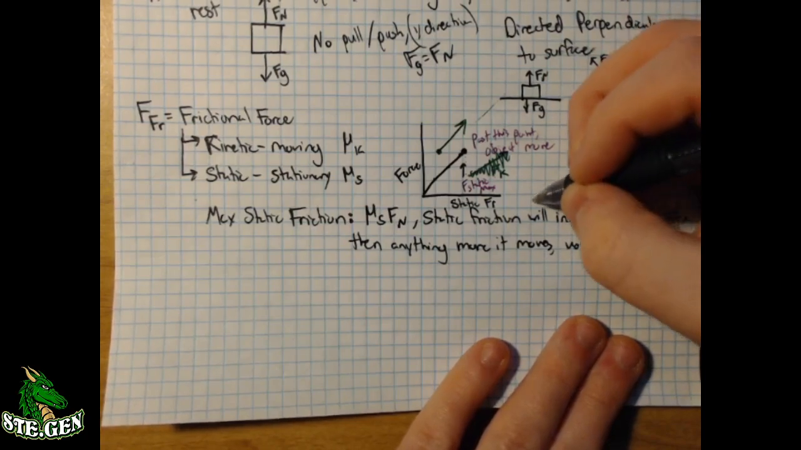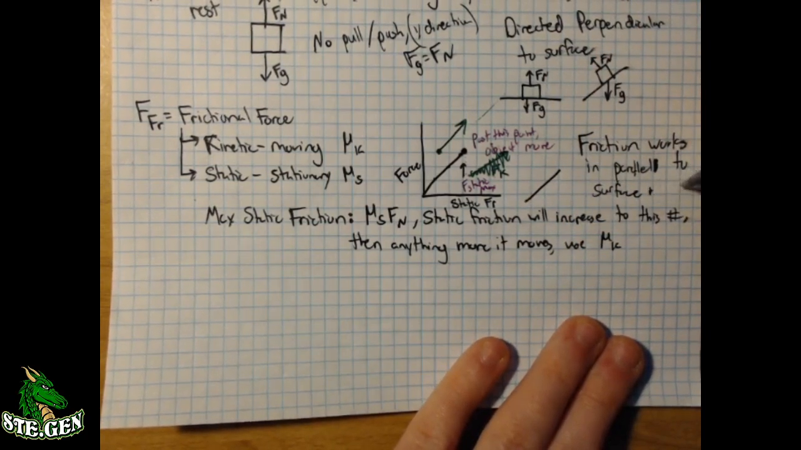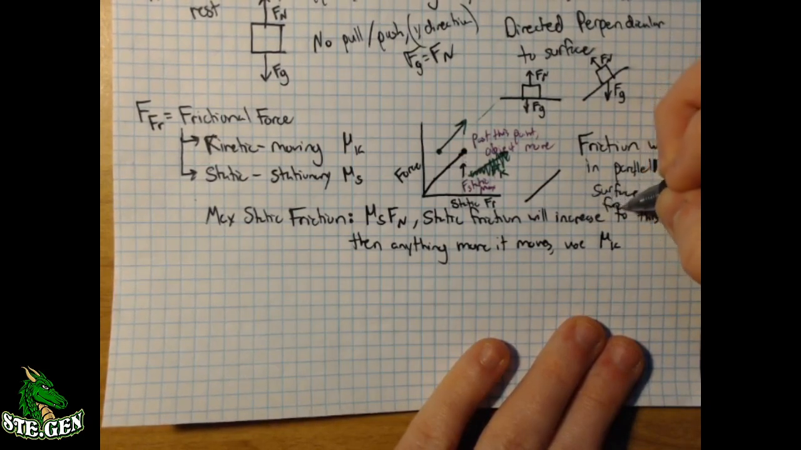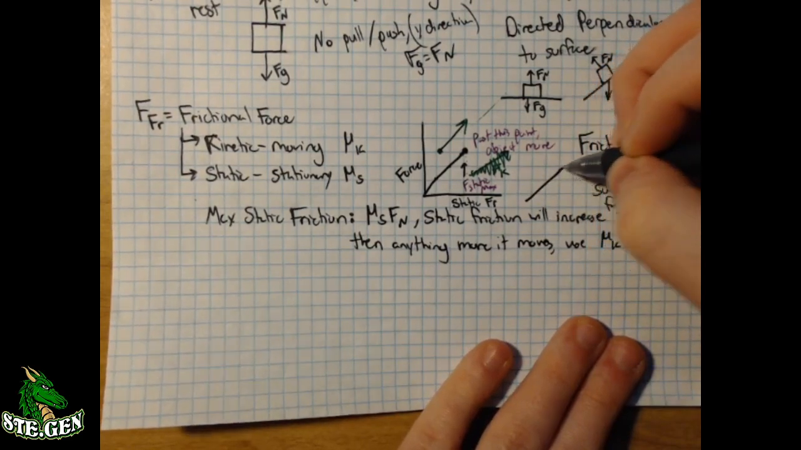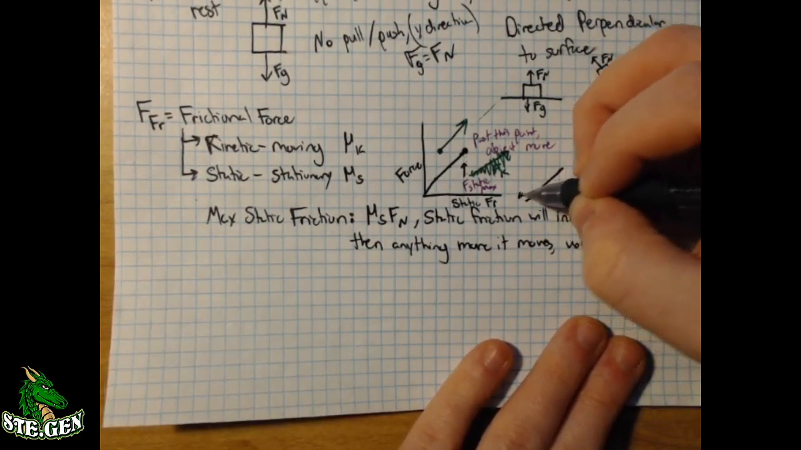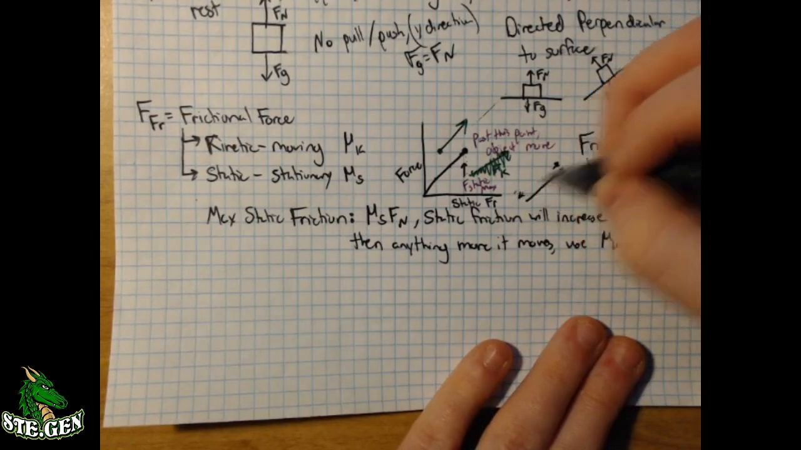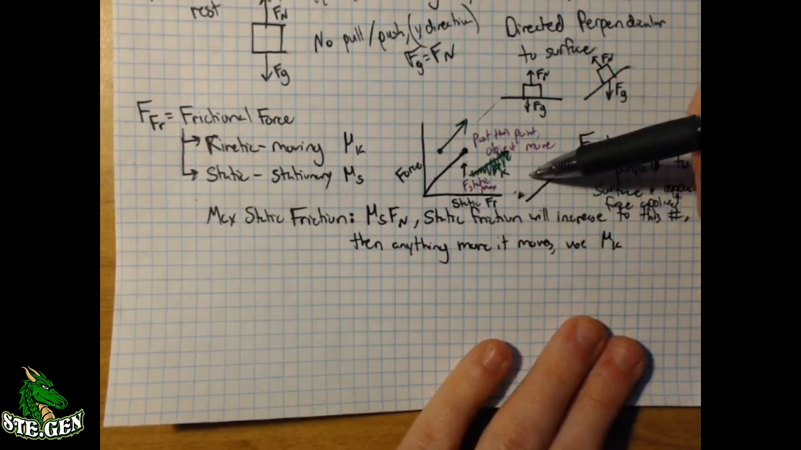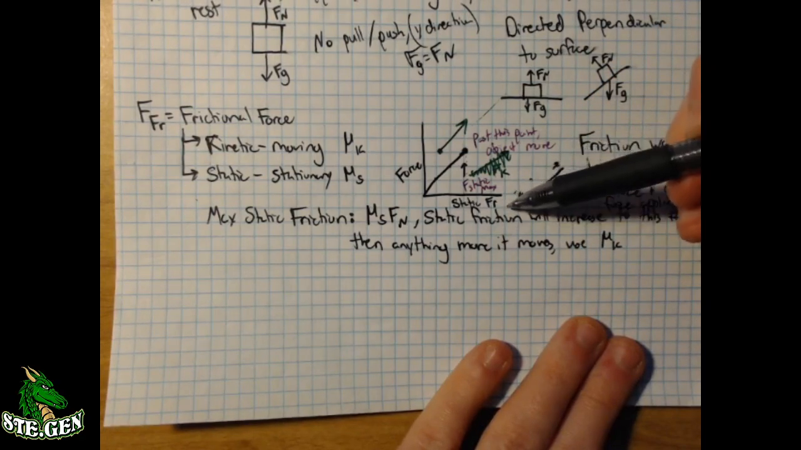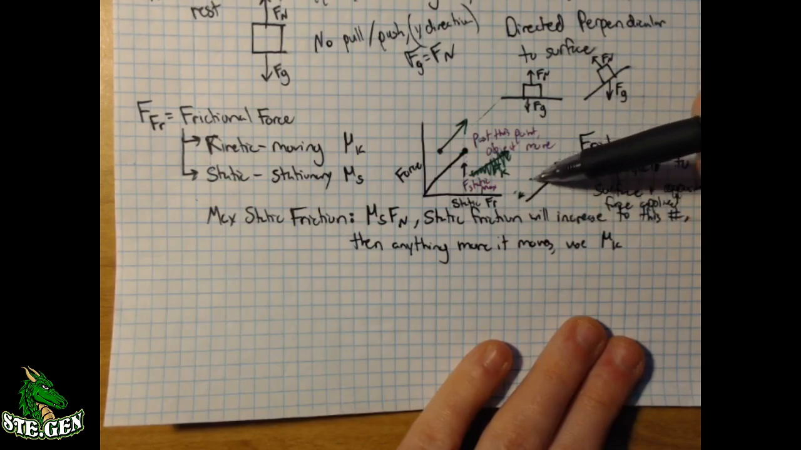So friction works parallel to the surface and opposite the force applied. If it's a slope, for example, it's going to act either up or down the slope. It just depends on which way the force goes. If you're pushing this direction, it'll go the opposite parallel. If you were pushing down, it would go the opposite parallel and it would be going up.